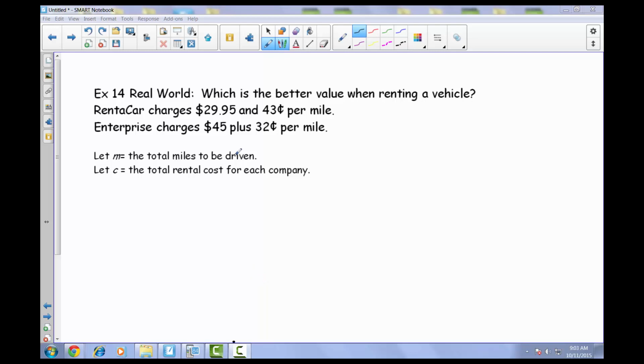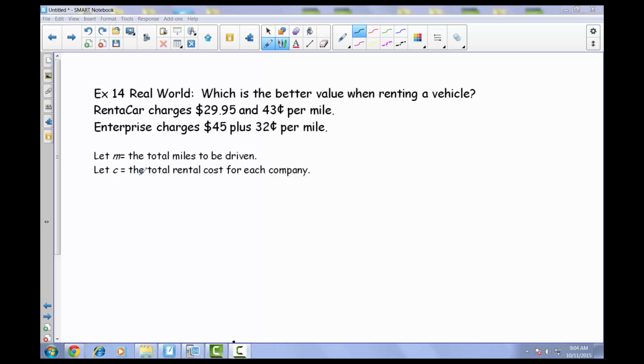Now, in just looking at the two different companies, you're only renting the vehicle for a day, but we notice that Rent-A-Car is charging less money per day, but more money per mile, whereas Enterprise is charging more money per day, but less per mile. And so the goal then is to try and figure out which one's going to be your better value, depending on what your needs are.